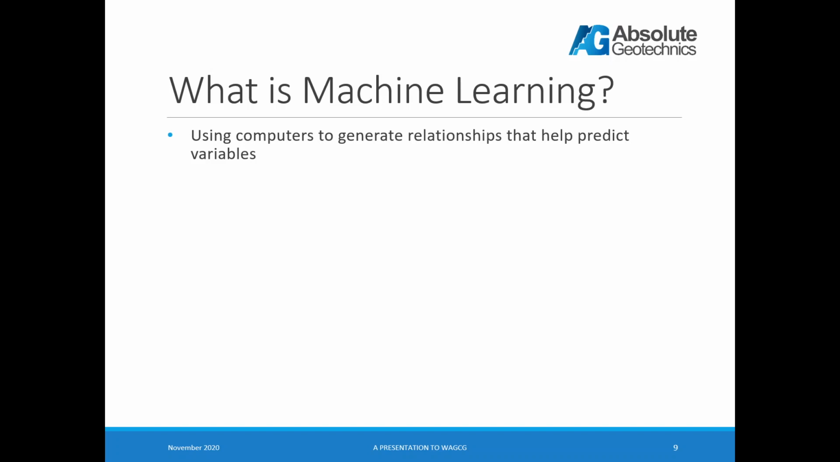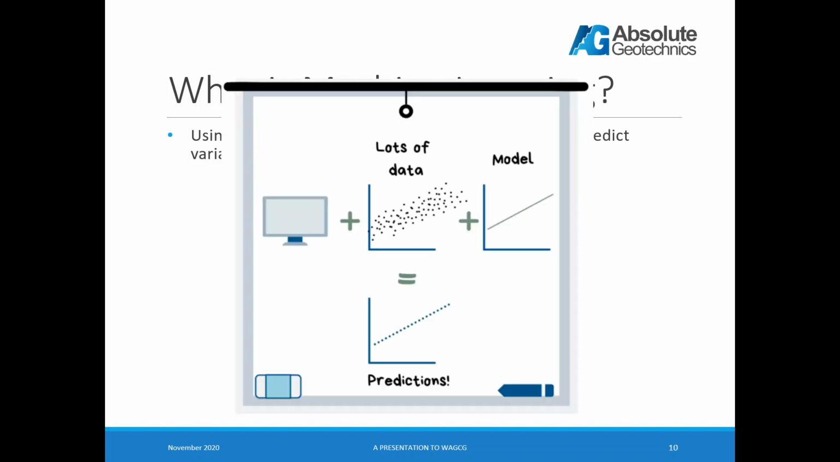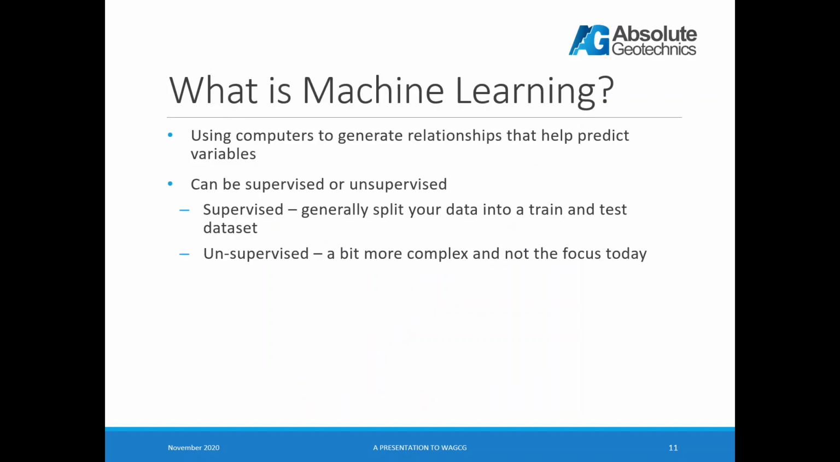Machine learning is basically using computers to generate relationships that help predict variables. Doesn't sound overly complicated. You give a computer lots of data with hopefully a relationship in it. It comes up with a model, and then you can make predictions. So pretty easy to conceptualize at that kind of level. You get supervised and unsupervised machine learning. Supervised, generally you'll split your data set into training and testing components. Unsupervised is a bit more complex and not really the focus I want to talk about today.